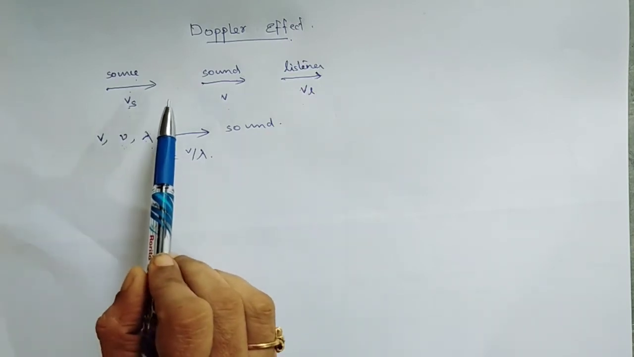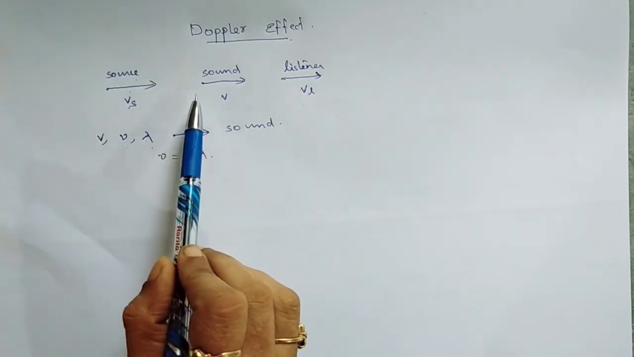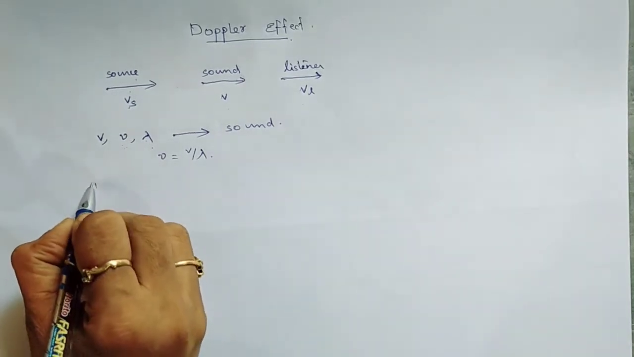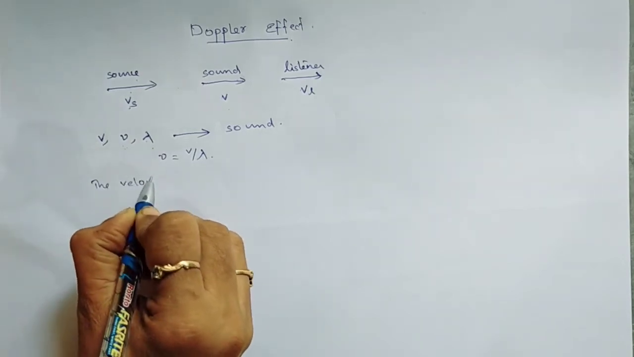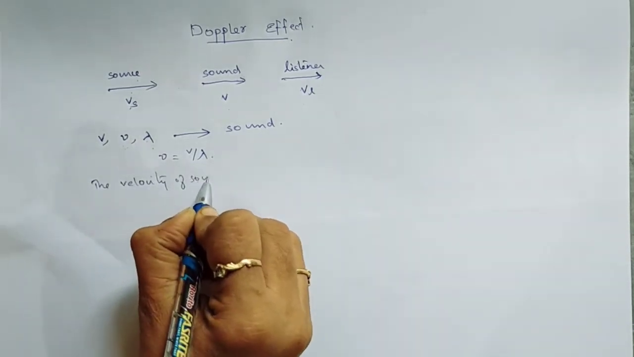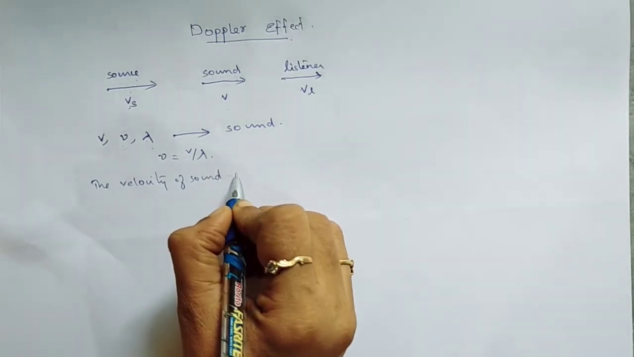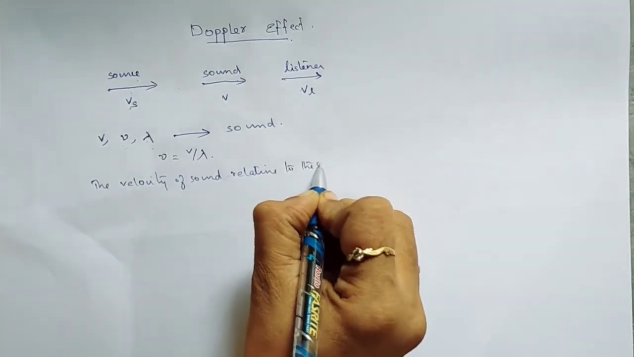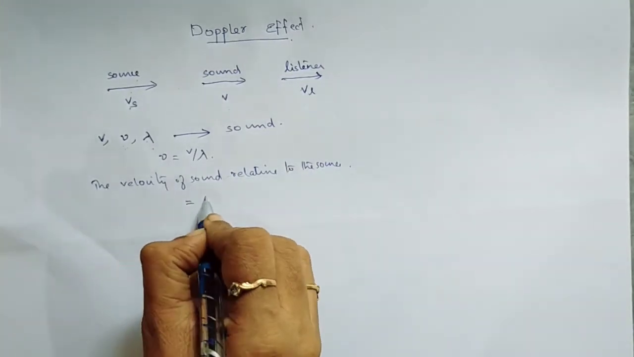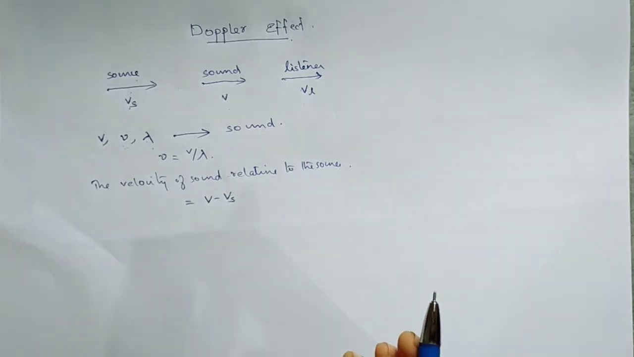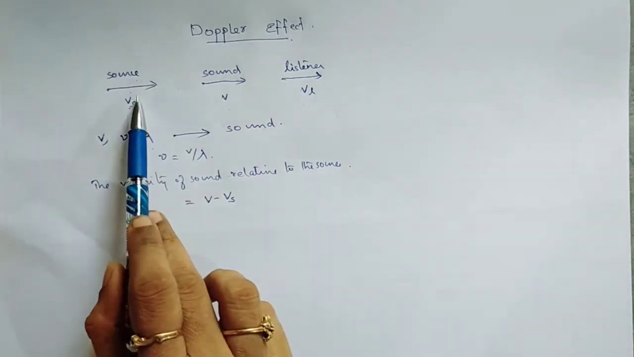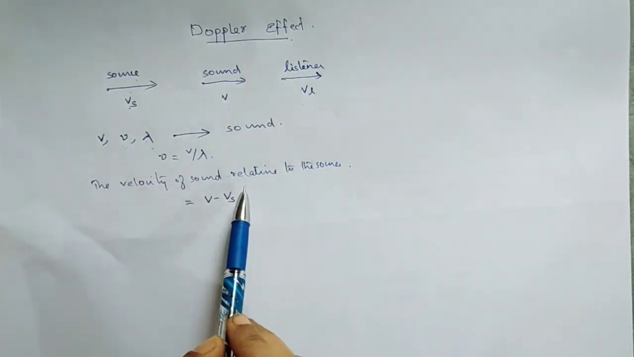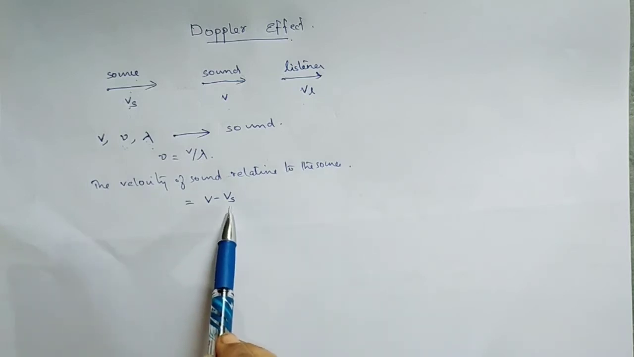The velocity of the sound relative to the source is v minus vs. The source is moving towards the listener. Listener അടുത്തേക്കാണ് source പോകുന്നതെങ്കിൽ the velocity of the sound relative to the source is v minus vs.